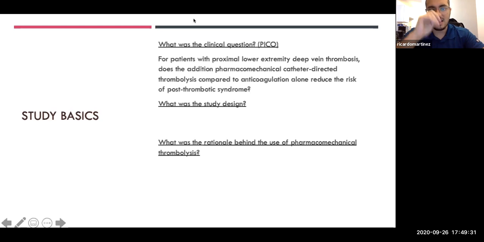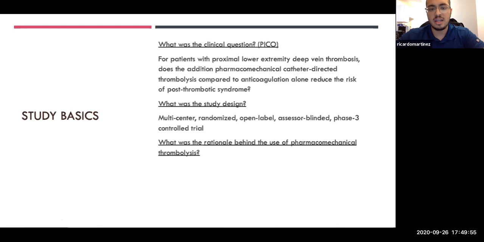Like Adlai says, this was a study looking at patients with proximal lower extremity DVT, and at the addition of pharmacomechanical catheter-directed thrombolysis plus anticoagulation and how that can possibly prevent PTS versus anticoagulation alone. The study design, like you said, was a multi-center randomized open label assessor blinded phase 3 controlled trial.